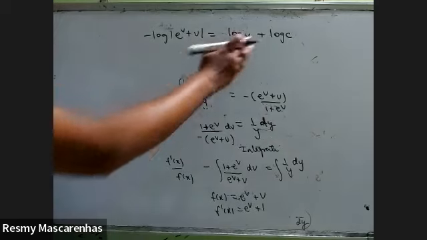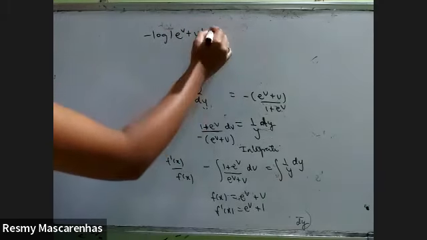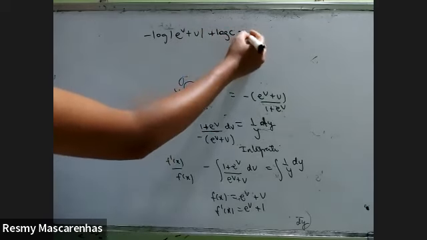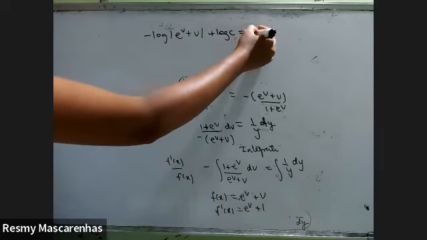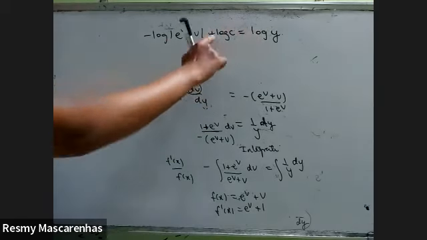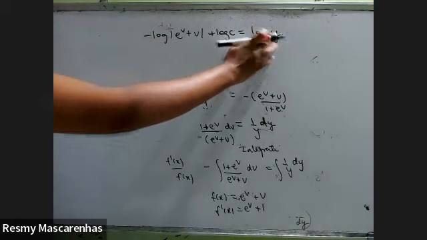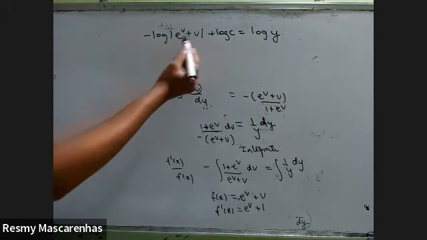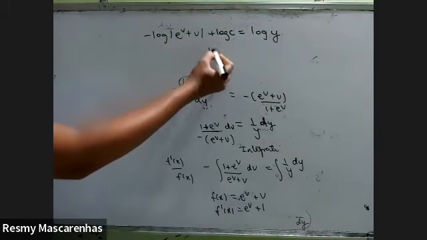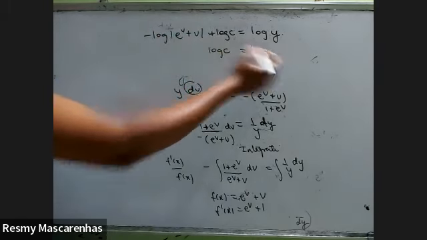Or I can use log c on this side plus log c. Otherwise everything will go on one side. So it will be log y. On this side I will use it, because y will keep on the other side. Why? Because every term will come this side. So log c I can keep on one side. This minus I'll take on the other side.